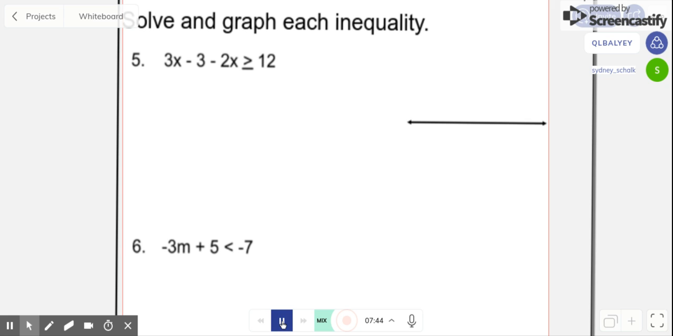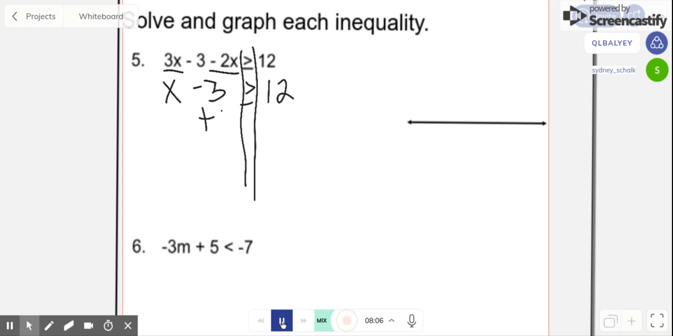So for number 5, we have 3x minus 3 minus 2x is greater than or equal to 12. So the first step here is to combine like terms. I have 3x minus 2x, and that equals 1x, or x. I'm left with minus 3, can't be combined with anything else, and that's greater than or equal to 12. Next step, add 3, and x is greater than or equal to 15. And then you can go ahead and graph that on the right.